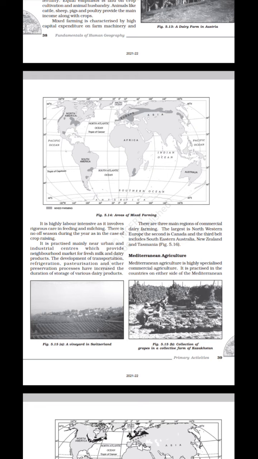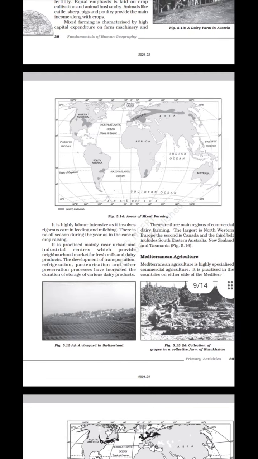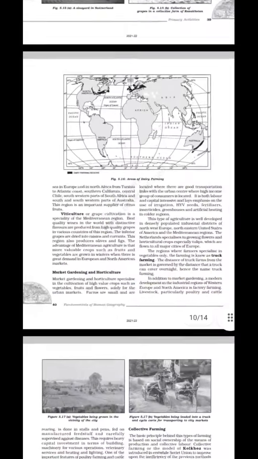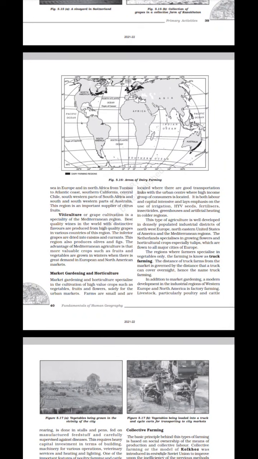Mediterranean agriculture. Mediterranean agriculture is highly specialized commercial agriculture. It is practiced in the countries on either side of the Mediterranean Sea in Europe and in North Africa from Tunisia to Atlantic coast, southern California, central Chile, southwestern parts of South Africa, and southwestern parts of Australia. This region is an important supplier of citrus fruits.